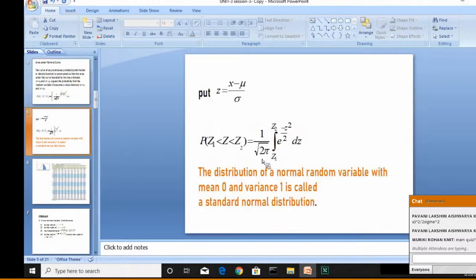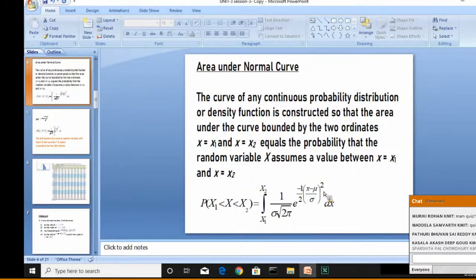1 by root of 2 pi, e power minus z square by 2 dz. When we go for the probability, we are integrating from z1 to z2. Otherwise, it is 1 by root of 2 pi e power minus z square by 2 only. For the normal distribution, it is 1 by sigma into root of 2 pi, e power minus 1 by 2 times x minus mu by sigma whole square, dx. Yes, I am closing the slide.